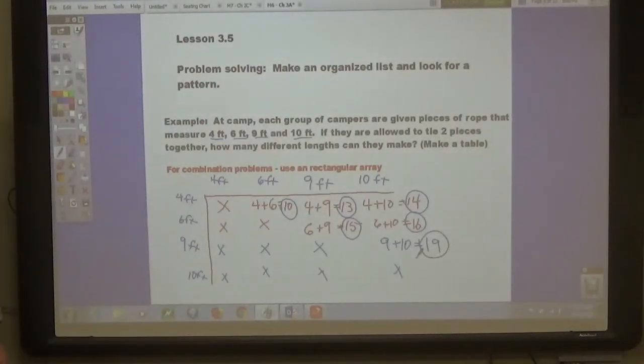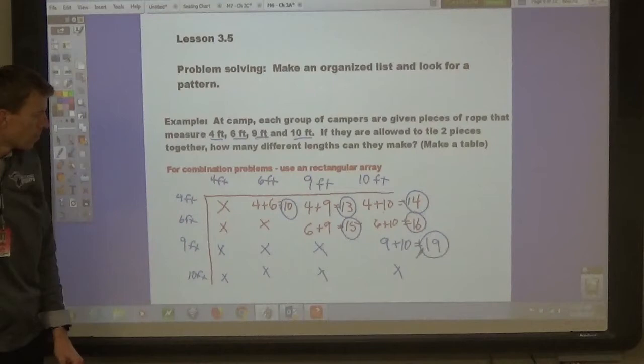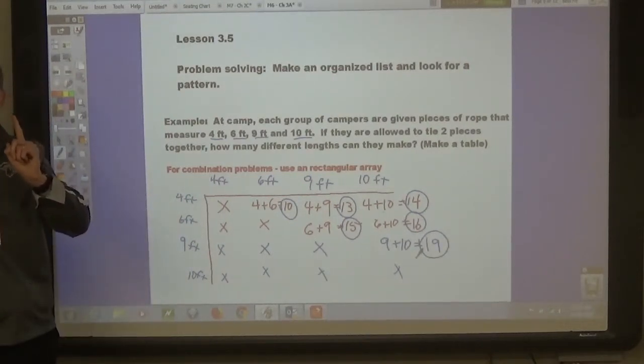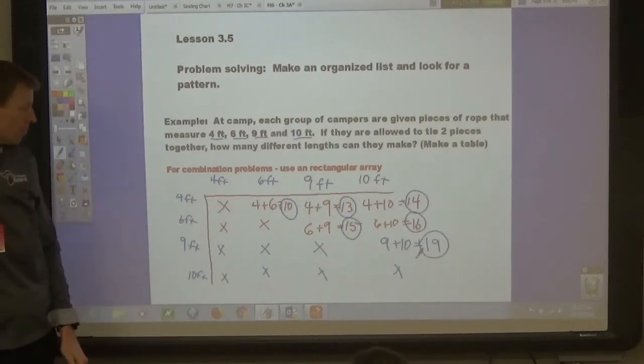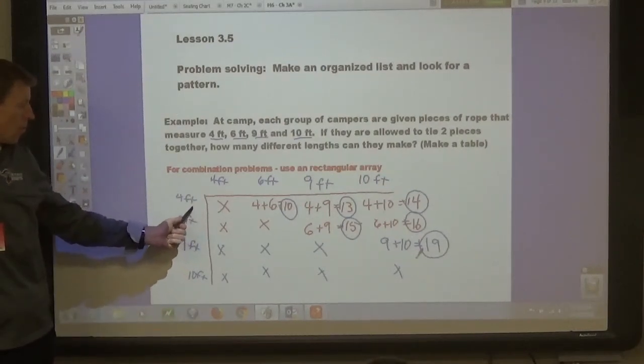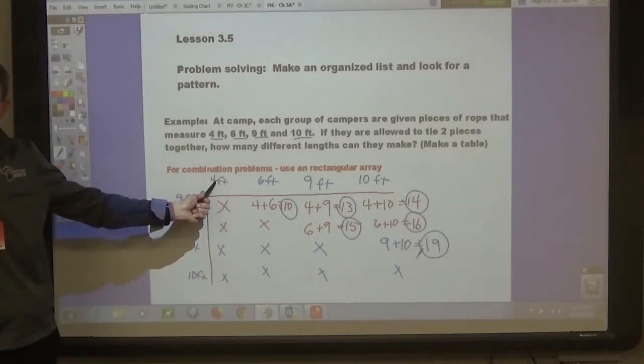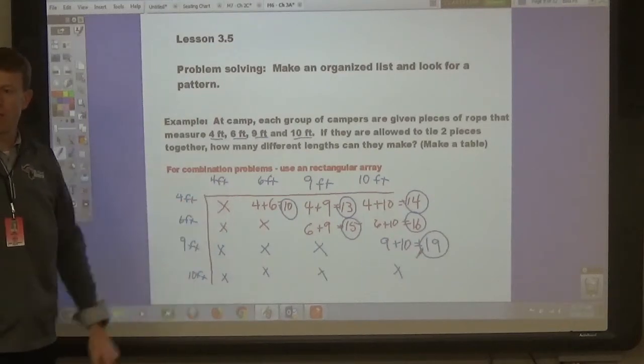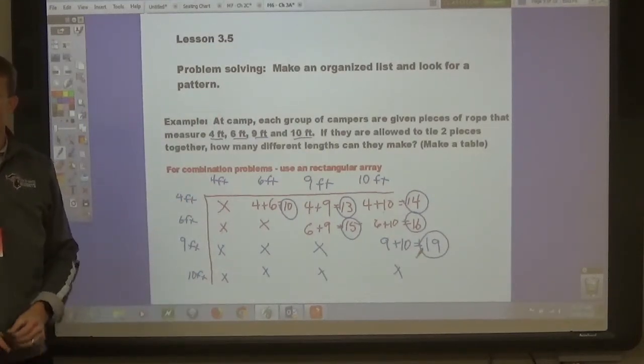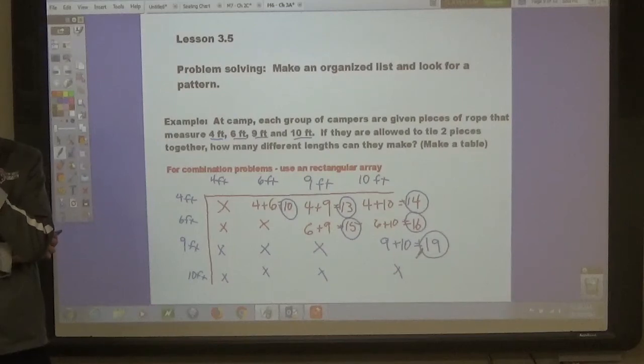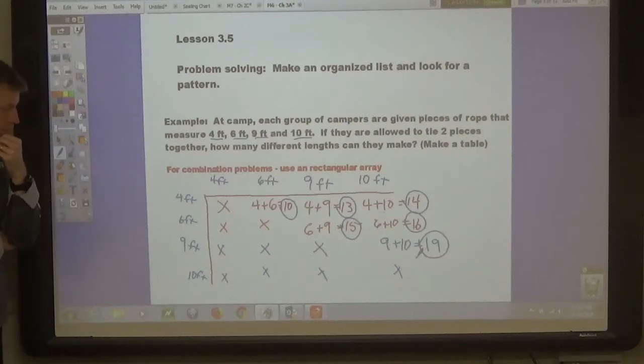Shania? Why are there X's and why can't you do 9 plus 9? Because there's only one piece of 9-foot rope. But there's one piece of 4, but you added that with 6 and 9. And there's only one. We didn't add the 4-foot to the 4-foot, because there's only one 4-foot piece of rope. But then how come there's only 1 9 and 0 10s? Like at the end, there's only one of those.